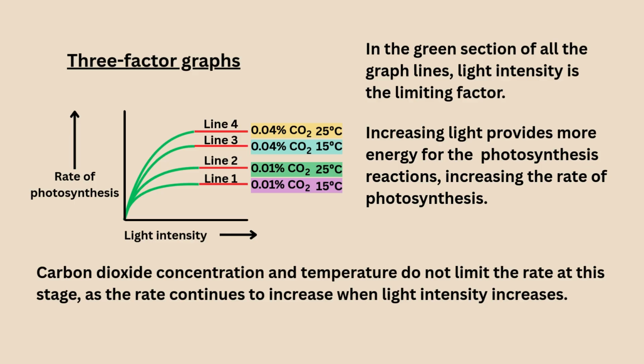Three-factor graphs. In the green section of all the graph lines, light intensity is the limiting factor. Increasing the light intensity provides more energy for the photosynthesis reactions, so this increases the rate of photosynthesis. Carbon dioxide concentration and temperature do not limit the rate at this stage. This is because as the rate of photosynthesis increases, the light intensity is also increasing.